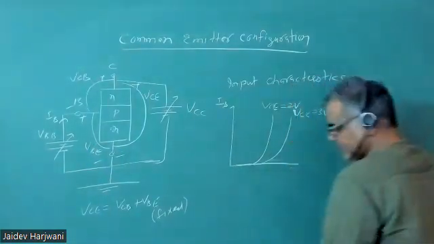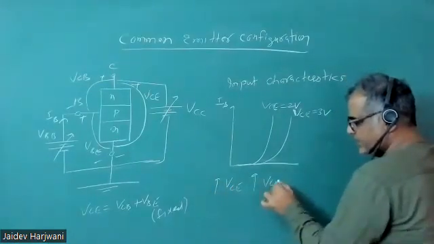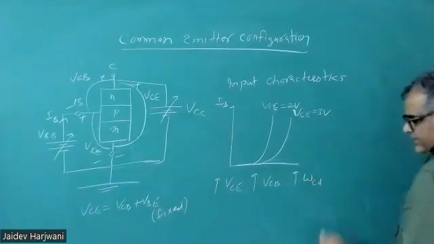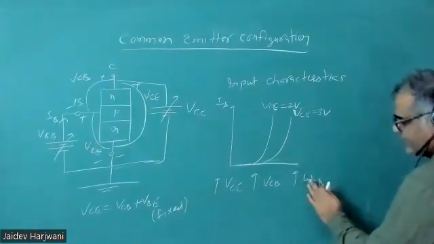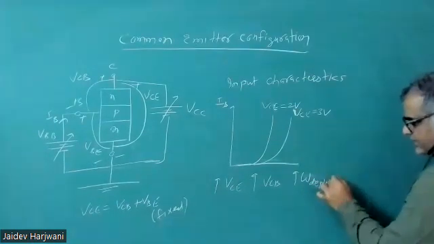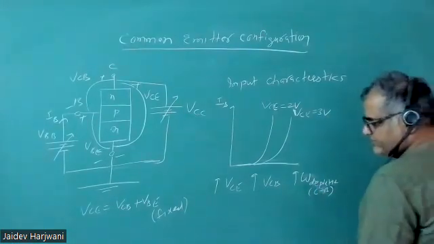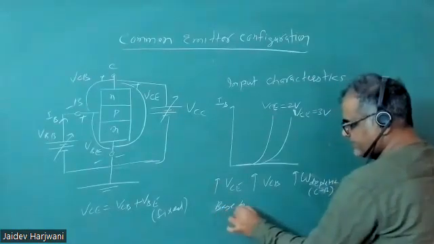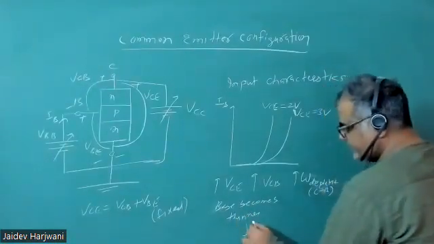So I'm writing here: increasing the VCE increases VCB. When VCB increases, the collector base junction width, the collector base depletion layer width, increases. So let me call it the depletion layer at the collector base junction increases. When the width increases, automatically the thickness of the base becomes thinner, and when the base becomes thinner, automatically your IB decreases.